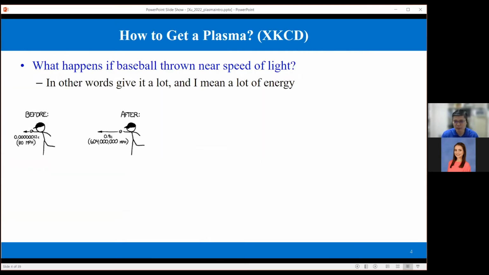So now, how do you get a plasma? I borrowed this from an online webcomic called XKCD. It's very amusing, so you should go look at it. In this little comic, they ask the question, what happens if you throw a baseball near the speed of light? Or in other words, what if you give it a lot of energy? To move something near the speed of light, you have to give it a ton of energy. So instead of an 80-mile-an-hour fastball, you throw a 0.9 speed of light, or 604,000 miles per hour, fastball. All right, so a lot of energy.